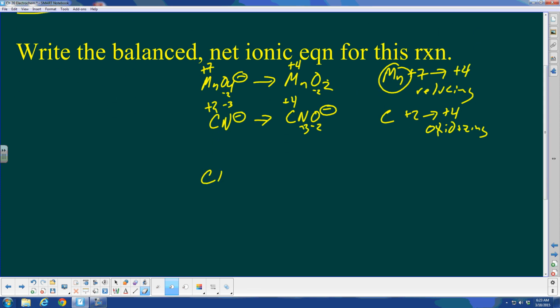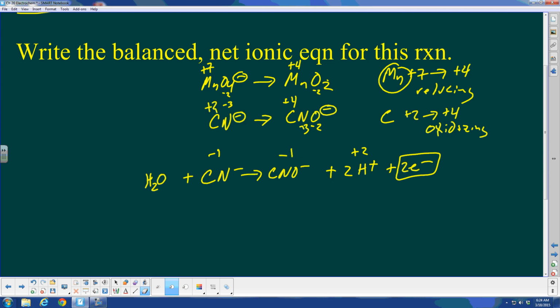So let us work this. I have my CN minus going to CNO minus. Are my atoms balanced? Yes. Now I want to add 1 water on this side, which means I want to add what? 2 H pluses on this side. Which means I need to add 2 electrons on this side, right? Because I have a minus 1 here and a minus 1 and a plus 2, so that has to be a minus 2. And notice my electrons are on my product side, so indeed it is oxidizing.